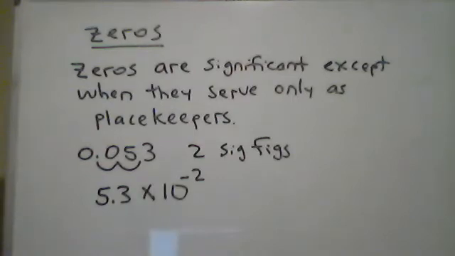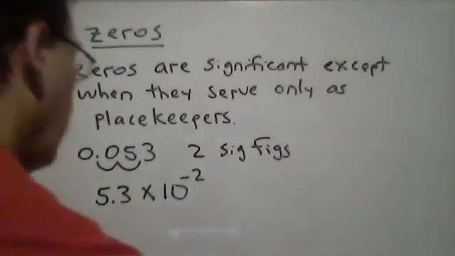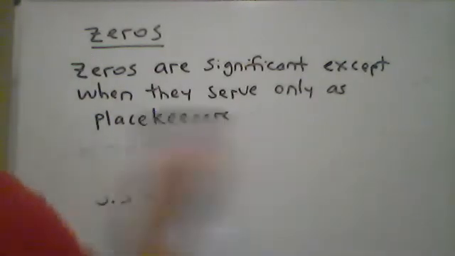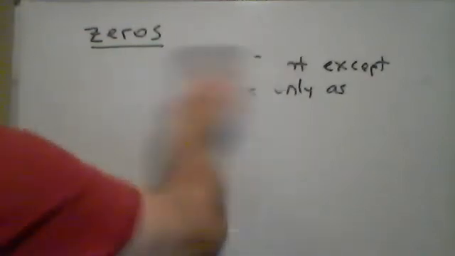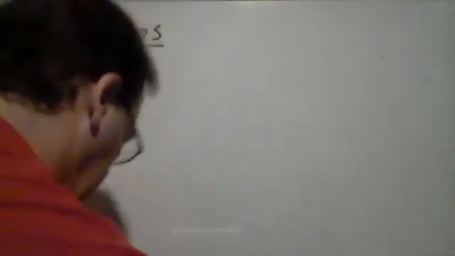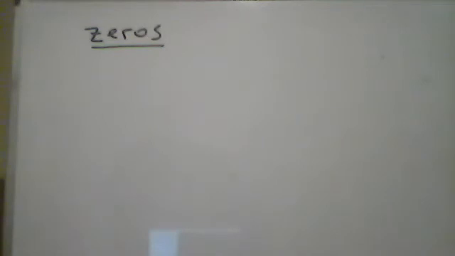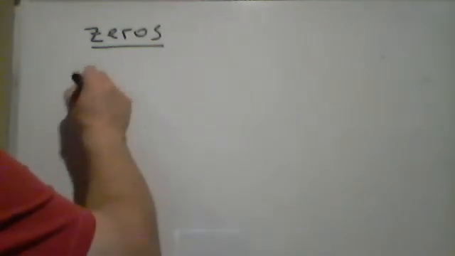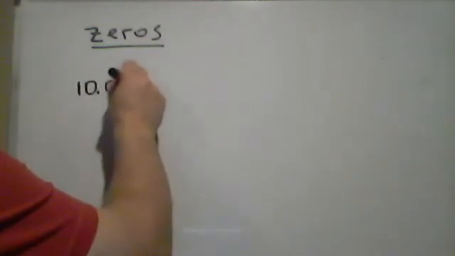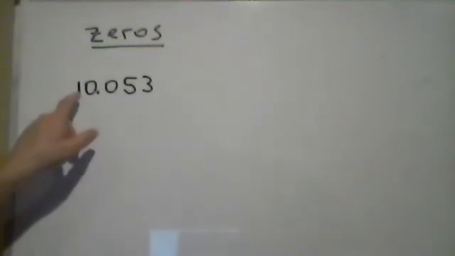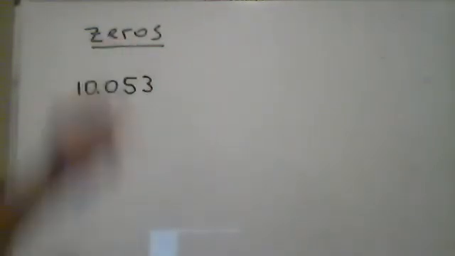Okay. Now, on the other hand, is this clear? But sometimes zeros are significant. All right. So if it's not a placekeeper, so let's say, for instance, I instead have the number 10.053. That 0 is significant. In fact, all of these are significant. If I were to count, it'd be 1, 2, 3, 4, 5.